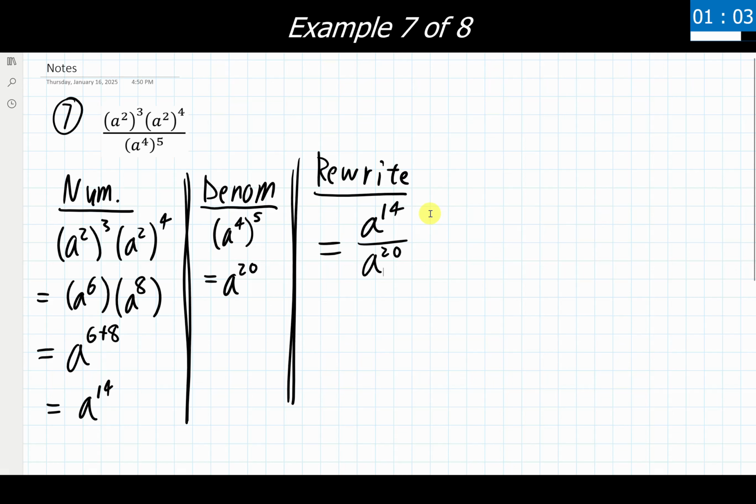Now from here, I have 2 bases that are dividing. They are the exact same, which means the quotient rule is in fair play. The denominator has the larger exponent, which means my answer is going to go in the denominator spot. So I can set up my answer now and say I'm going to have 1 over a to the 20 minus 14th power. 20 minus 14 is going to give me 6, which means I'm going to have 1 over a to the 6th for my final answer.